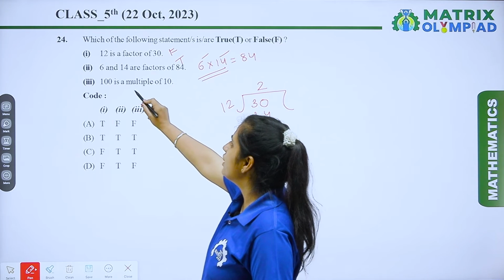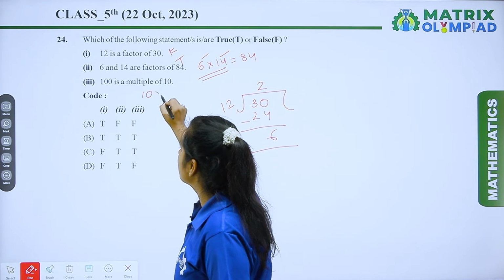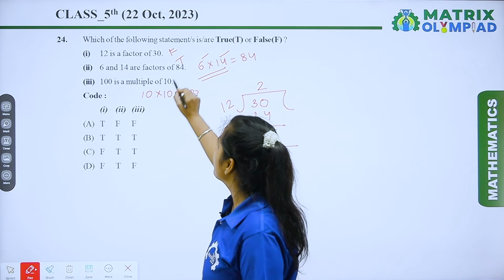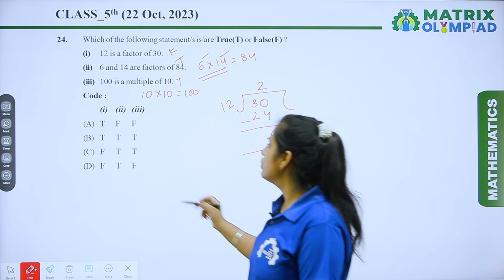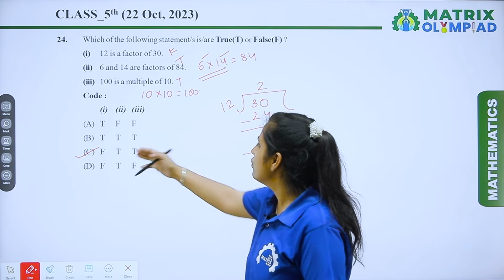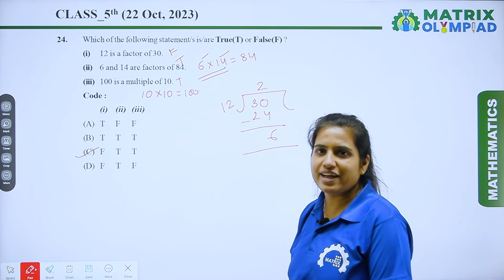Next is 100 is a multiple of 10. Yes, 100 is a multiple of 10 because 10 multiplied by 10 is equal to 100. So here sequence is false, true and true. So the correct option is option C. Here first statement is false and next 2 are true. So option C is the correct answer.